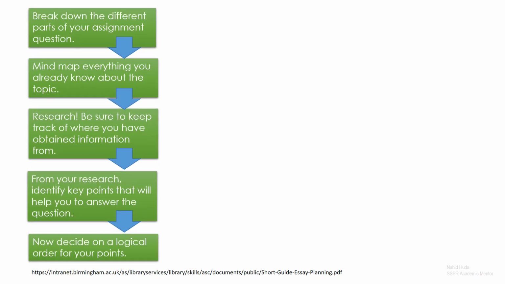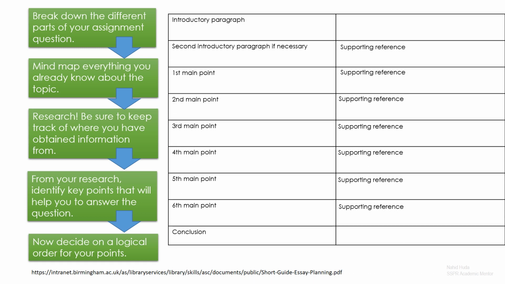So to sum up, here's a breakdown of everything that you need to do. You first of all break down the assignment. You can mind map or list. You need to research. From your research, identify key points and then decide on a logical order. Here's a very simple way of presenting that information. So your introductory paragraph, your main points, and your conclusion. And with each paragraph, you need to have supporting references. So you need to draw on theory.